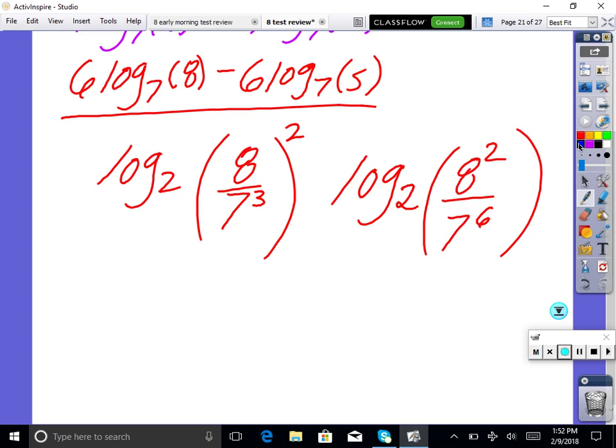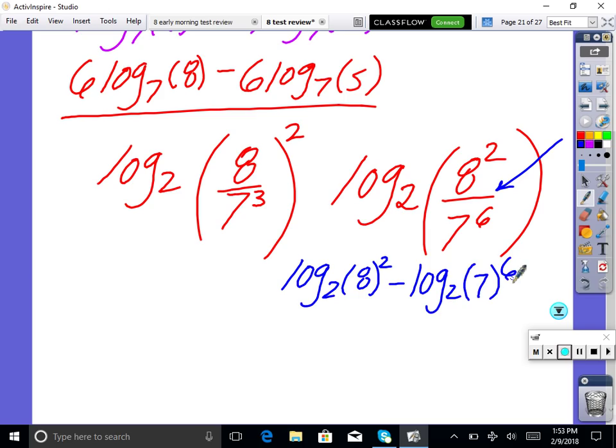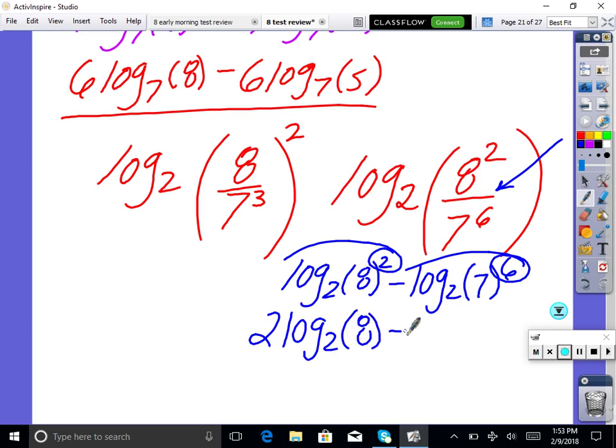So now when I expand this, when you divide, you subtract. So we have log to the base 2 of 8 to the 2nd power minus log to the base 2 of 7 to the 6th power. And then if we're expanding this, those exponents will come in front. 2 log to the base 2 of 8 minus 6 log the base 2 of 7. So that would be expanded completely.